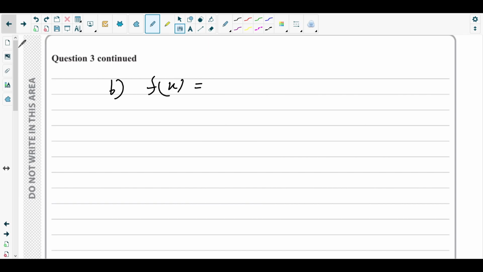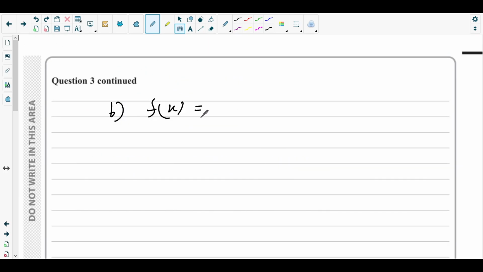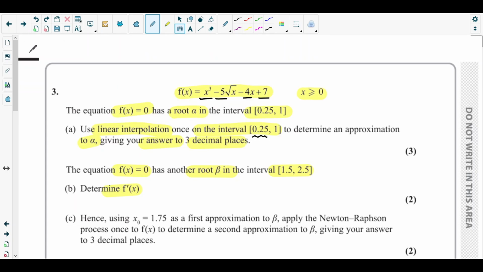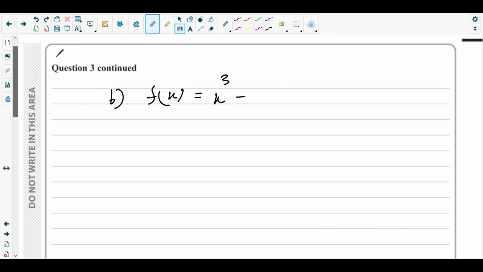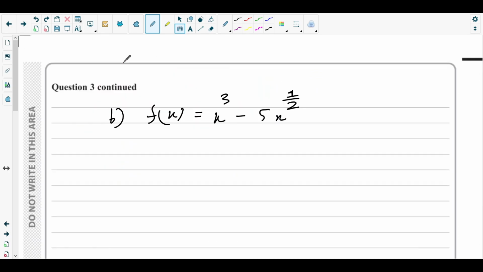Okay, so f of x equals x cubed. It already has the power visible. So x cubed, and then negative 5x to the power half. The power would be half. Make the power of the variable visible. Okay, so negative 4x and then plus 7, if I'm not wrong. Plus 7. Okay, now differentiate.